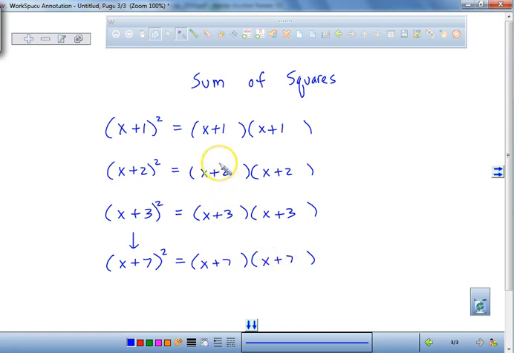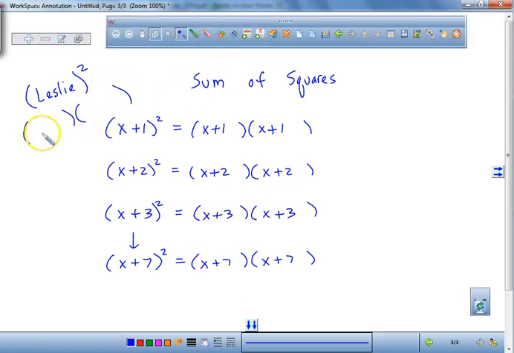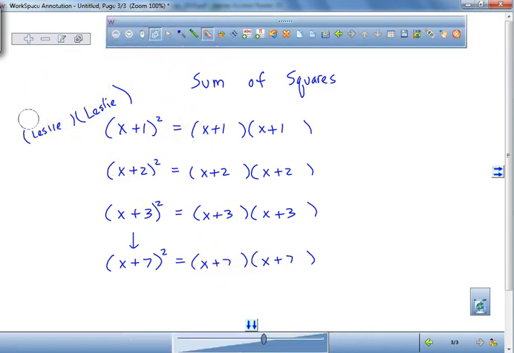See the pattern here? So whenever you square something, like for example, if I took just a random person's name, and I squared it, what does that mean? What is Leslie squared mean? Anybody know what Leslie squared means? What do you think I'm going to put right here and here? Leslie would go here. Where else would Leslie go? Leslie. That's right. Leslie squared means Leslie times Leslie. Very easy. All right? There you go.